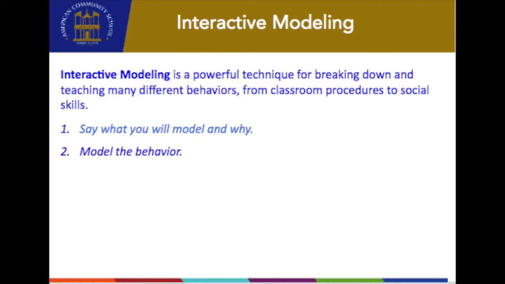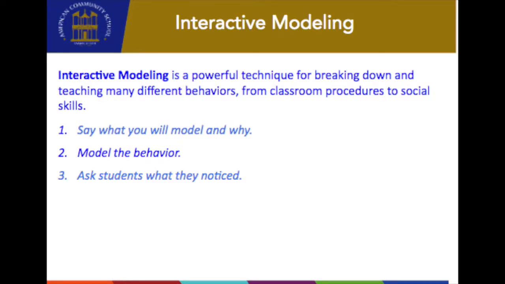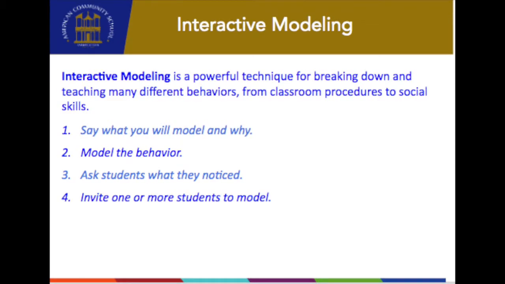Hearing how we want children to do something isn't enough for most children. They need to see the behavior demonstrated, so they'll have a mental image of exactly how to do it. Next, the teacher will ask students what they noticed. Students take in more and remember more if they notice key aspects for themselves. After that, the teacher will invite one or more students to model. Having students repeat your modeling gives the class multiple images of the behavior, which reinforces exactly how to do it.